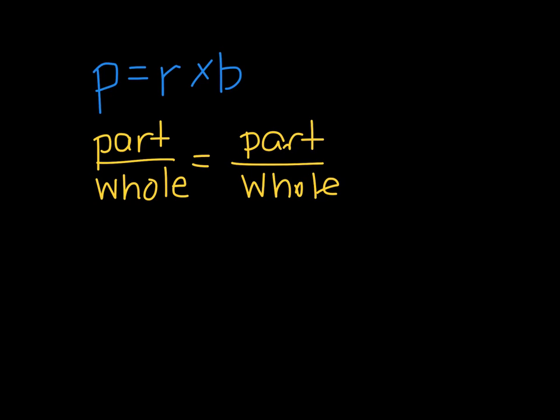Here are the two different formulas that we'll be using today. The first one is P equals R times B, which would be the percentage equals the rate times base. And then the other one will be using a proportion, which is the part over whole equals the part over whole. Make sure you have these written down so that we can refer to them throughout today's lesson.